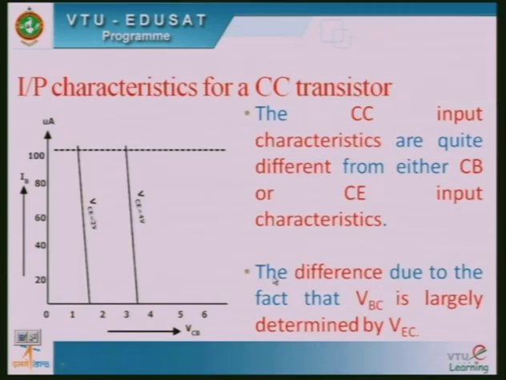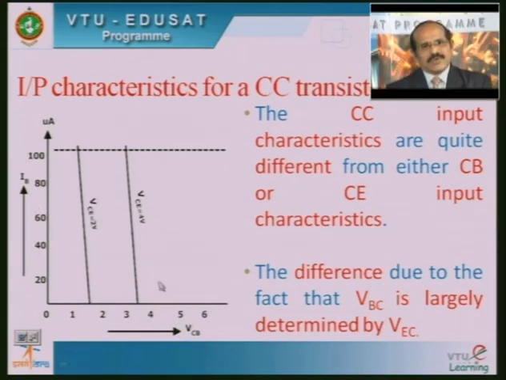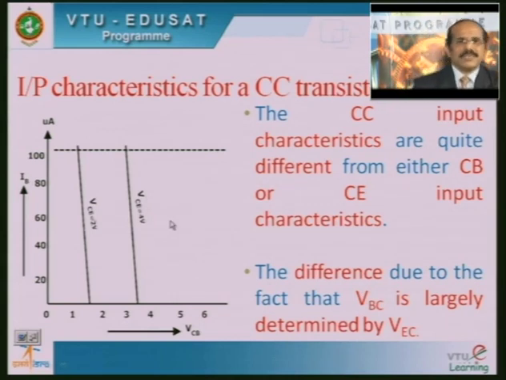Now let us look into the input characteristics of a BJT in common collector configuration. This is the plot of VCB versus IB, keeping VCE constant. Here you can see that VCB is the input voltage, because this is the common collector configuration. The collector is common with reference to both input and output. Therefore, VCB acts as the input voltage, whereas IB is the input current. So it is a plot of input voltage versus input current, keeping the output voltage, that is VCE, constant.